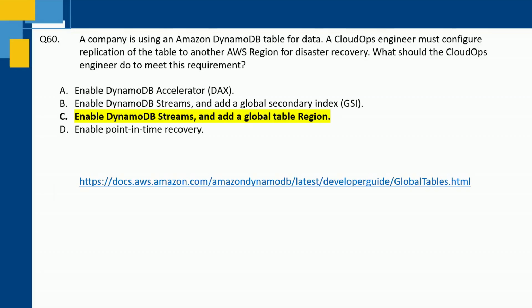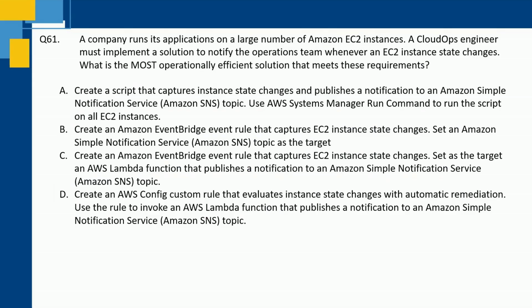Question number 61 of the series. A company runs its applications on a large number of Amazon EC2 instances. A CloudOps engineer must implement a solution to notify the operations team whenever an EC2 instance state changes. What is the most operationally efficient solution that meets these requirements?